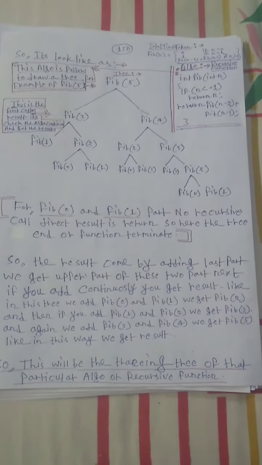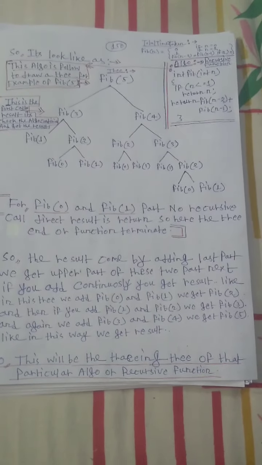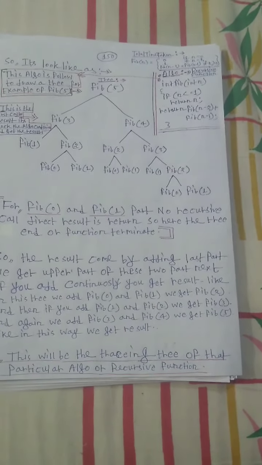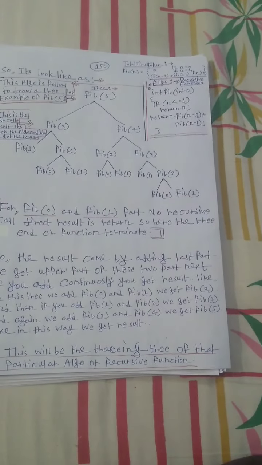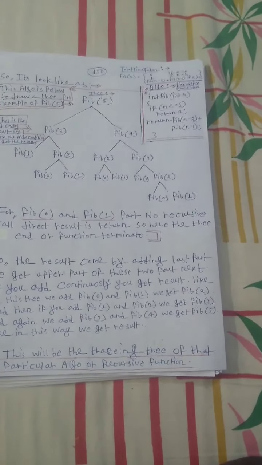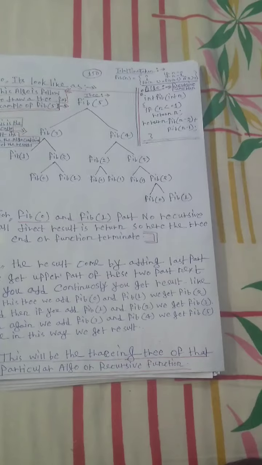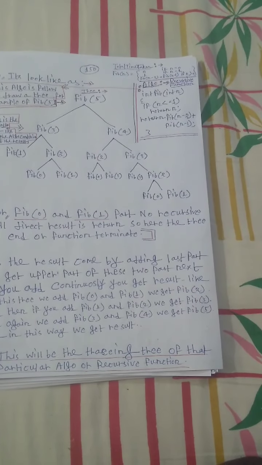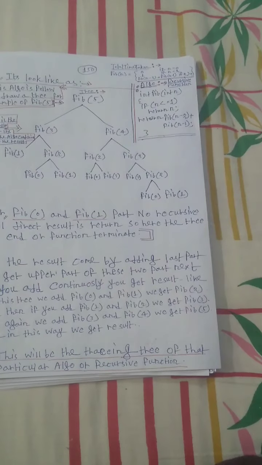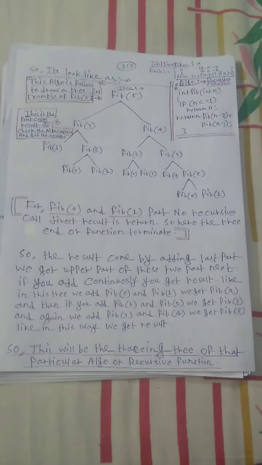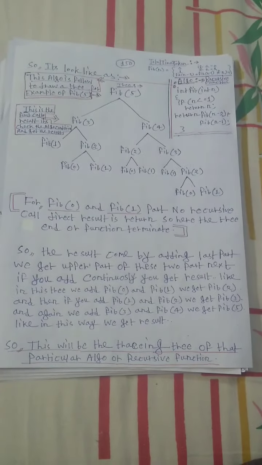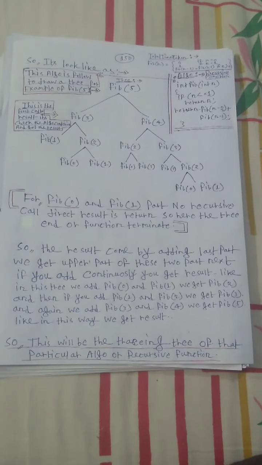So it looks like this. This algorithm is followed to draw a tree, for example of fib(5). Fib(5) is divided into two parts, fib(3) and fib(4), and fib(3) is divided into fib(1) and fib(2). Then fib(2) is divided into fib(0) and fib(1), and fib(4) is divided into fib(2) and fib(3), and fib(2) is divided into fib(0) and fib(1), and fib(3) is also divided into fib(1) and fib(2), and fib(2) is always divided into fib(0) and fib(1). For fib(0) and fib(1), there is no recursive call and the result is returned directly. So here the tree ends or the function terminates.